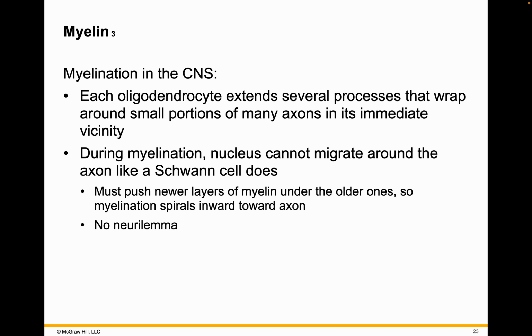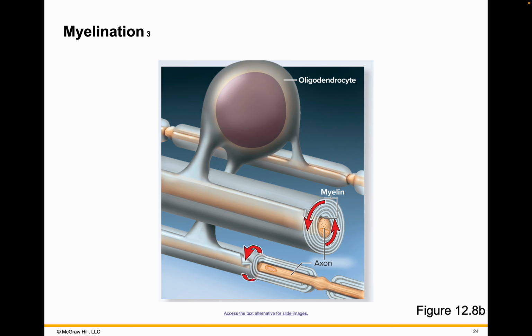In the central nervous system, oligodendrocytes provide the myelination, and they provide several processes that wrap around small portions of many axons in their immediate vicinity. During myelination, the nucleus cannot migrate around the axon like the Schwann cell does. They must push newer layers of myelin under the older ones, so myelination spirals inward toward the axon, and in this case, we do not have a neurolemma, as shown here.